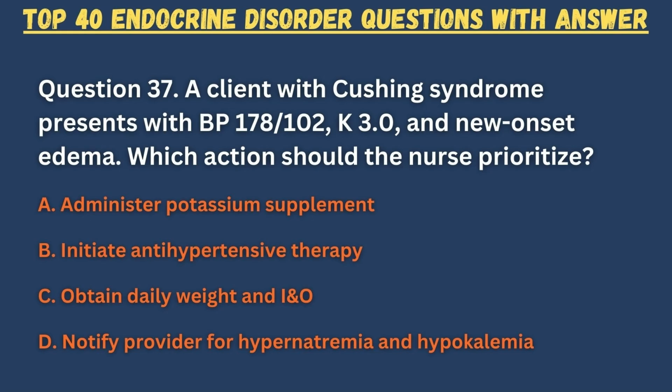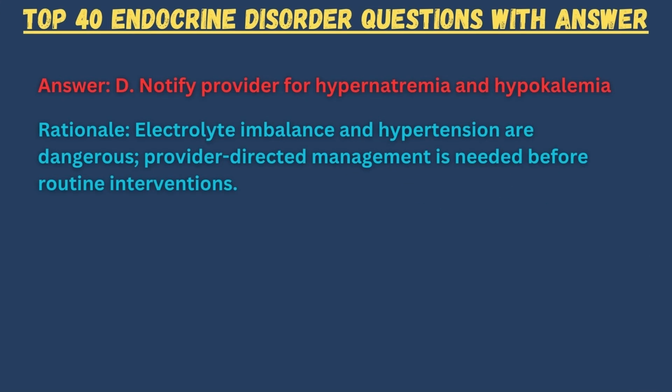Question 37. A client with Cushing syndrome presents with blood pressure 178/102, potassium 3.0, and new onset edema. Which action should the nurse prioritize? A. Administer potassium supplement. B. Initiate antihypertensive therapy. C. Obtain daily weight and I&O. D. Notify provider for hypernatremia and hypokalemia. Answer. D. Notify provider for hypernatremia and hypokalemia. Rationale. Electrolyte imbalance and hypertension are dangerous. Provider-directed management is needed before routine interventions.